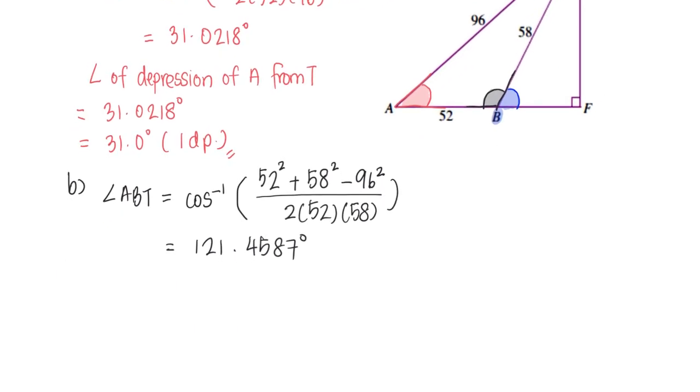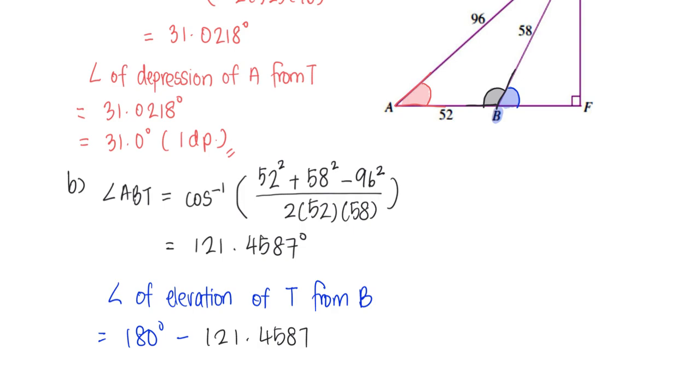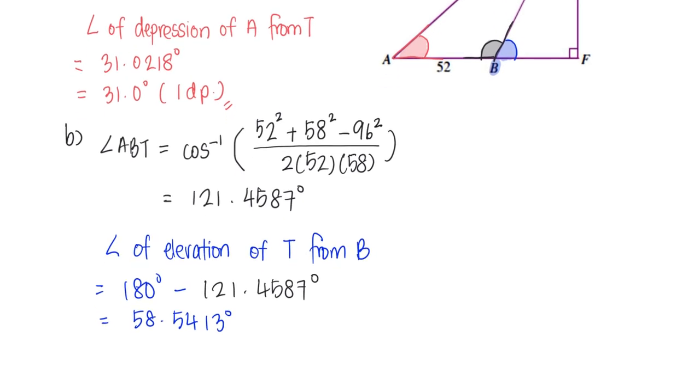And with that, I will then be able to get my angle of elevation. For my angle of elevation of T from B, it is equal to 180 degrees minus my angle ABT, to give me a value of 58.5413. Final answer: 58.5 degrees to 1 decimal place.